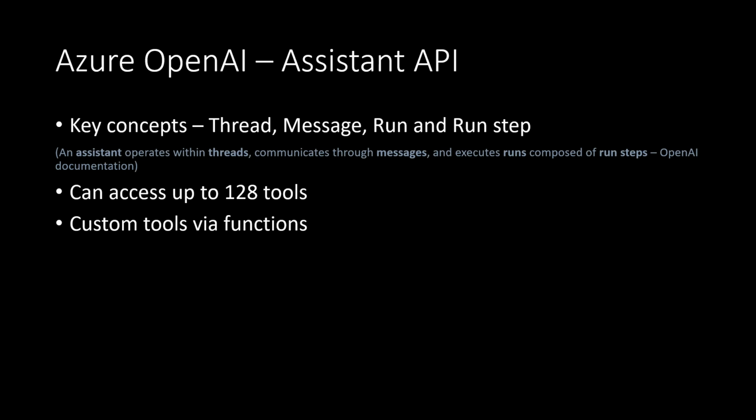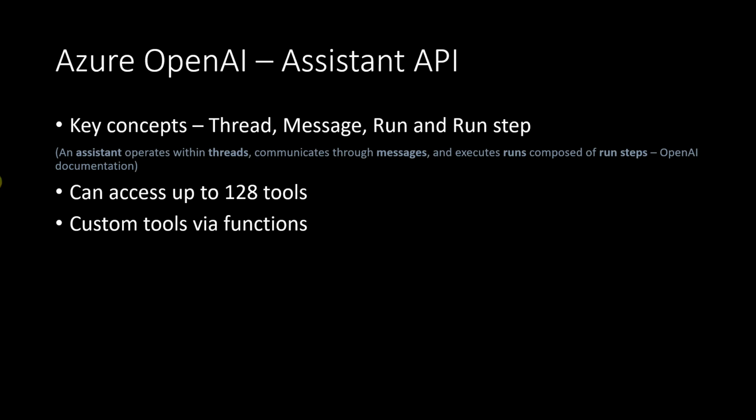And the last one is the run steps. So now within a run, there are a lot many things which are happening. So a lot many different small tasks, like understanding the input, generating the response, maintaining the context, and whatnot. So all these things fall under the run step. So this is the definition which I picked up from the OpenAI documentation, and it says an assistant operates with threads, communicates through messages, and executes run composed of run steps. Now the another thing is, one assistant API or a application can support up to 128 tools. And if you have written your own custom tool, that also you can utilize it using functions. So these are the things which you need to remember in order to get started.